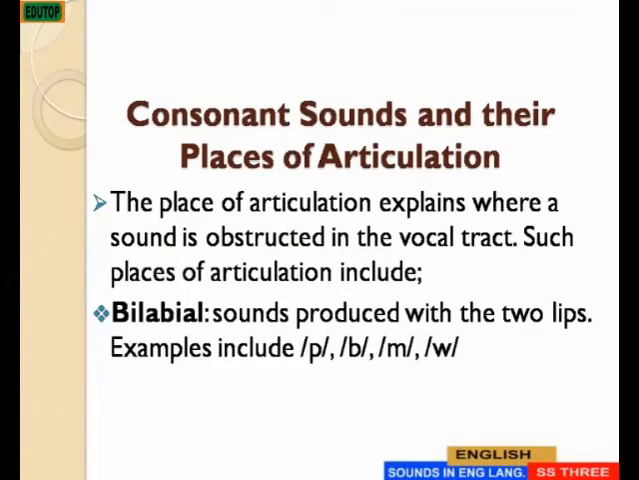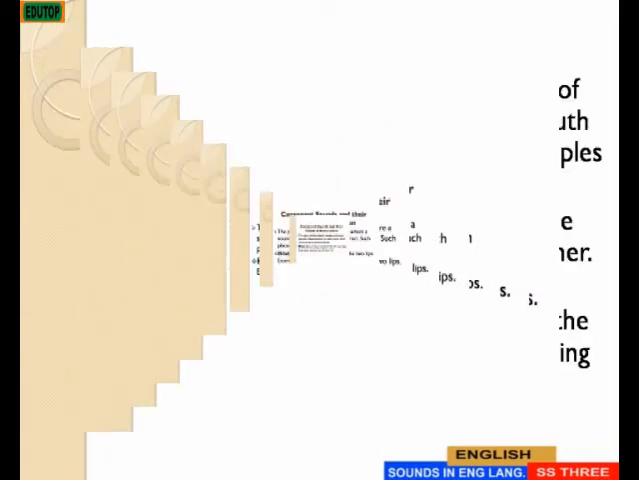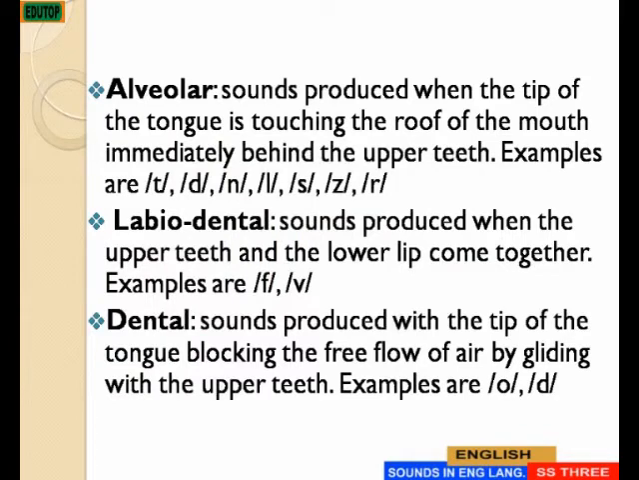Such places of articulation include, the first one we'll be talking about is the bilabial. The bilabial has to do with sounds produced with the two lips. Examples include the sounds pa, ba, ma, and wa. The second one is alveolar.